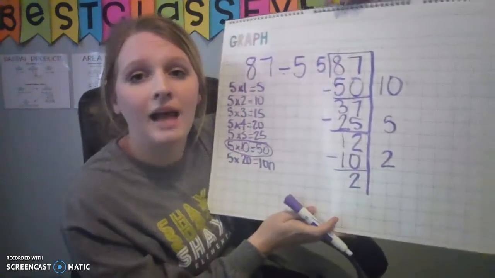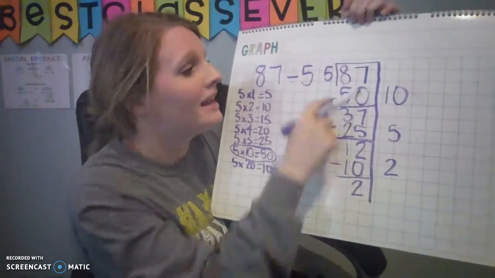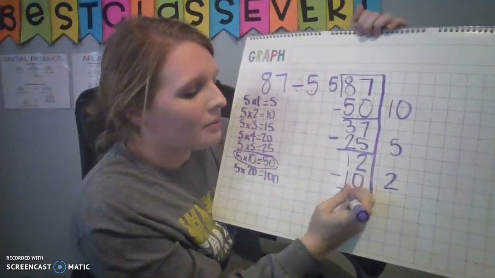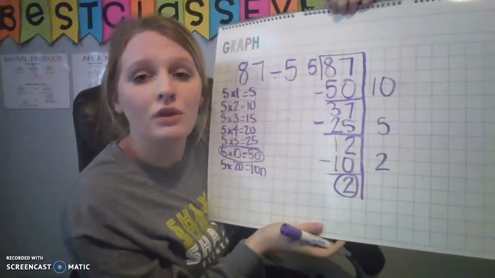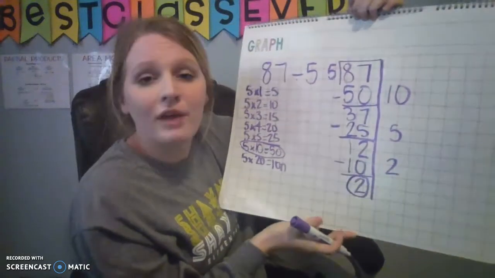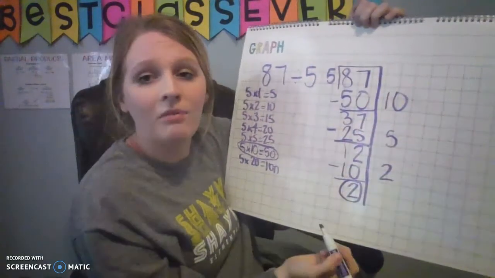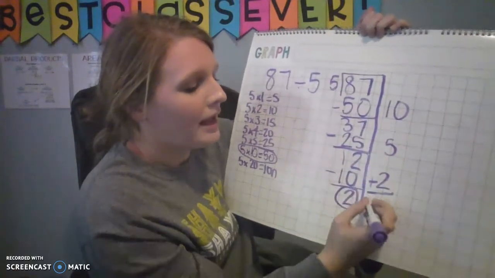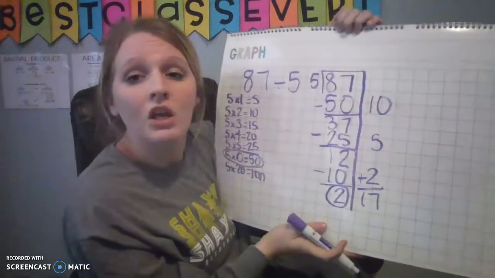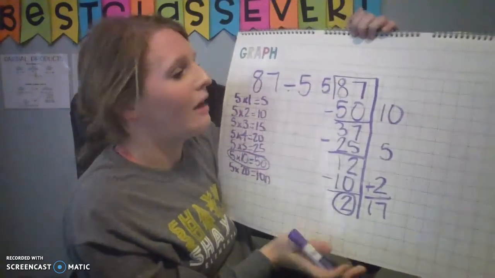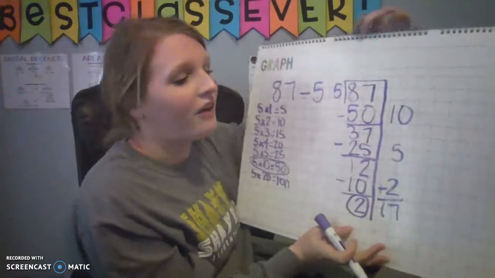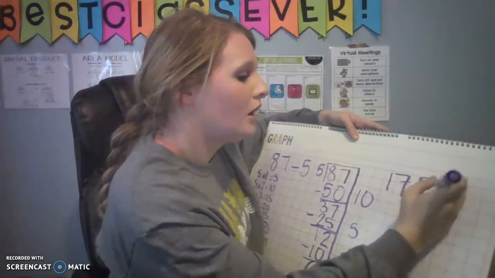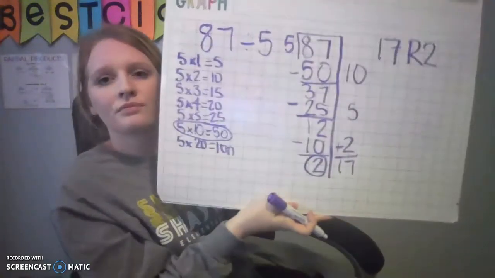At this point, I can stop because 2 is less than 5. So I cannot make another equal group of 5. 2 is going to become my remainder, and I'm going to circle it to make sure I don't forget about it. To get the rest of my quotient, I'm going to add down my numbers that I have here. So I have 10 plus 5 plus 2, and I know that that gives me 17. So my final complete answer that I would give for 87 divided by 5 would be an answer of 17 with a remainder of 2.